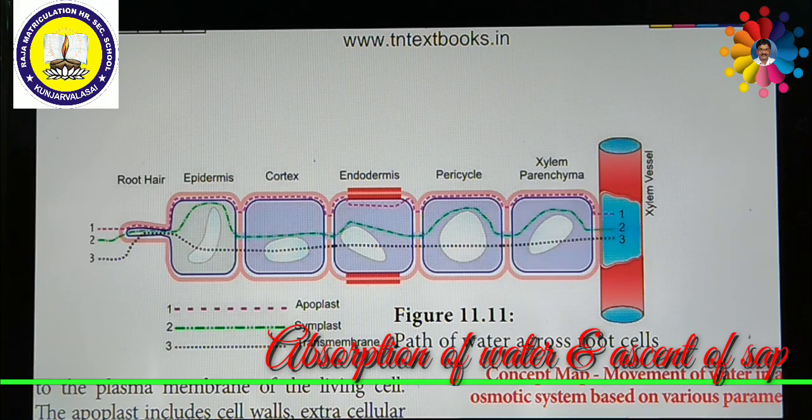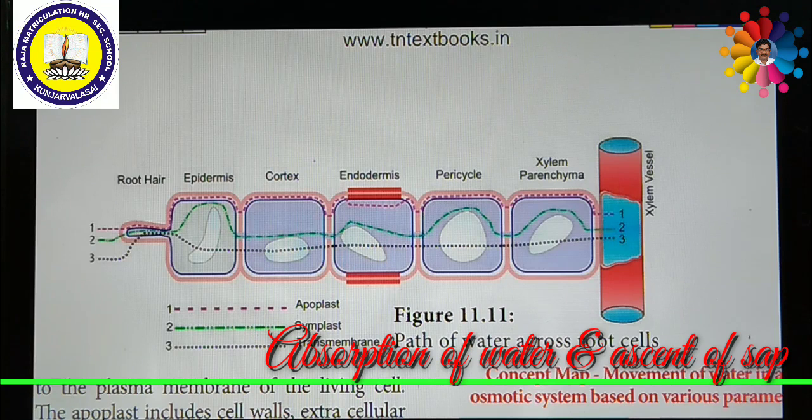Then the second type of theory is non-osmotic active absorption. In non-osmotic active absorption, the water moves even if the concentration of the cell sap in a root hair is lower than that of the soil water. Such a movement requires an expenditure of energy released by respiration, that is ATP, adenosine triphosphate. Thus, there is a link between water absorption and respiration.